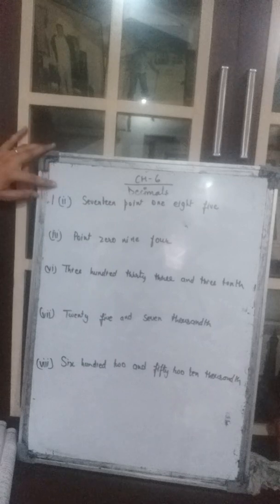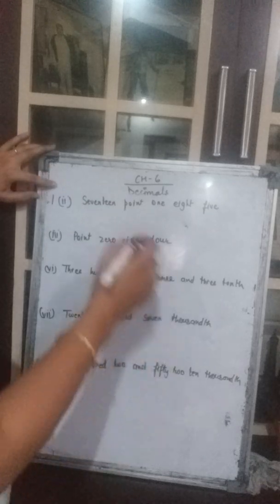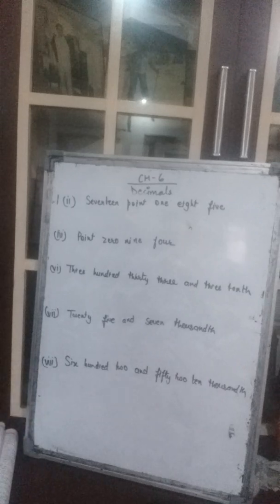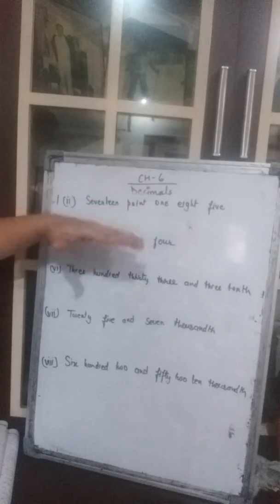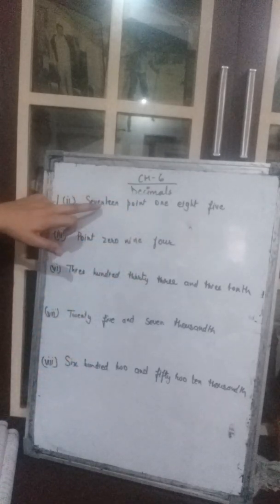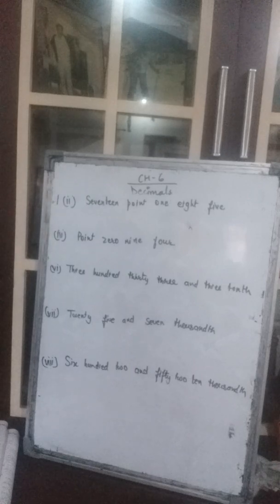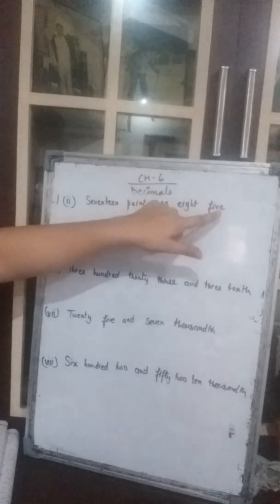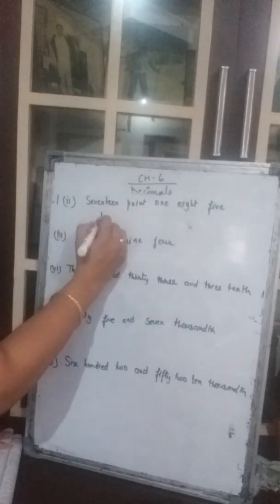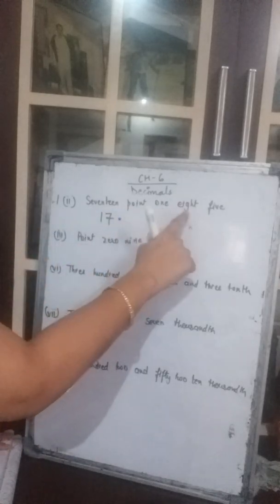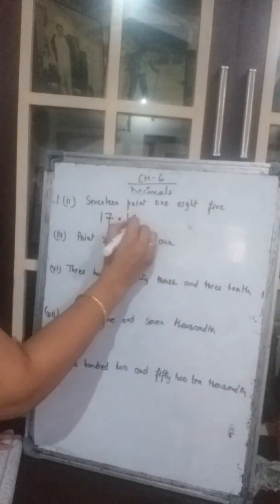Now girls, we come to the first question of exercise 6a. Here it is saying you have to write the following decimals into numerals. They are given in words and we have to convert them into numerals, into numbers. First question, we will do the second part: 17.185. So write there 17. Point means decimal. 185.